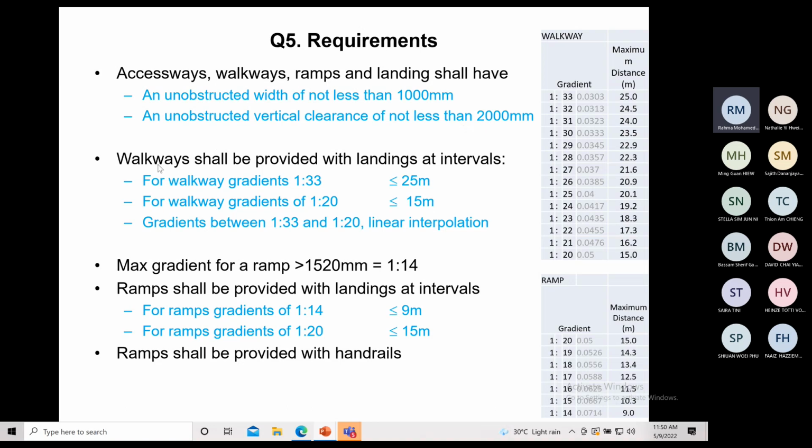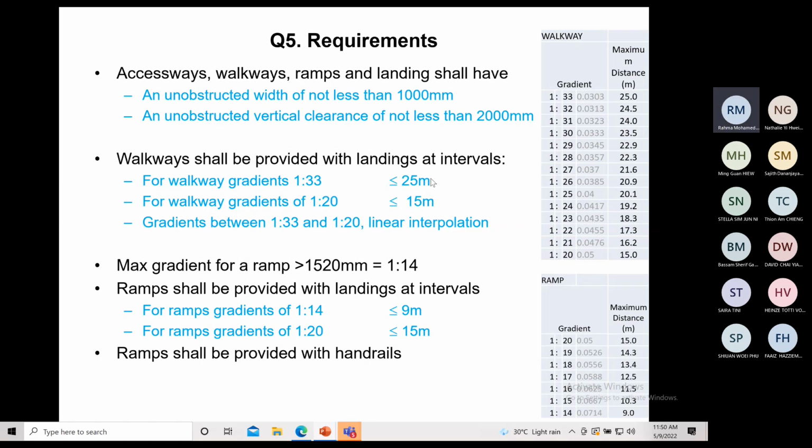So if you're designing a walkway, the distance should be from 15 meters to 25 meters, and this gradient should range from 1 to 20 to 1 to 33, and for anything in between you have to do linear interpolation. But I've done linear interpolation for you already here, so when you're doing your question, you can just take the values from here. You don't have to interpolate again.